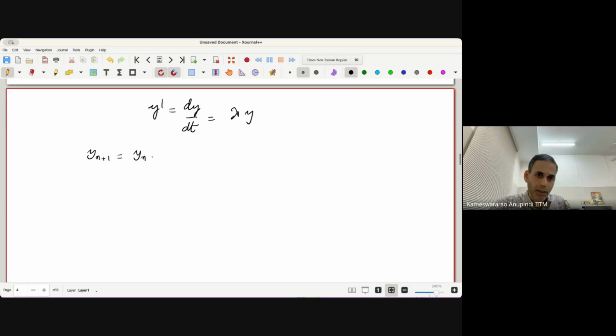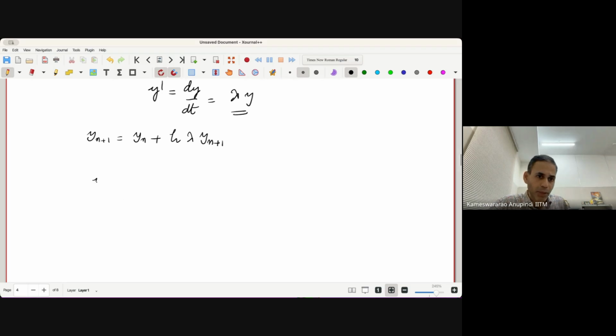yn plus 1 equals yn plus h times f of y comma t, that is going to be lambda times yn plus 1, right? Because this is going to be at tn plus 1 and yn plus 1, and the right hand side doesn't contain anything related to tn plus 1. It is only in terms of y. So it will be h times lambda times yn plus 1.